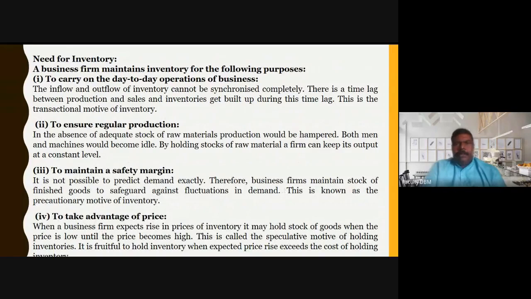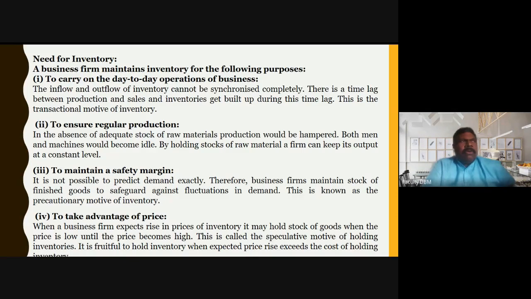Why do we need inventory? The need for storing items in a business is for maintaining inventory for the following purposes: to carry on day-to-day operations of the business. The inflow and outflow of inventory cannot be synchronized completely. There is a time lag between production and sales. Inventories get built up during this time lag. This is the transaction motive of inventory. So if we want operations to run, we need to stock the items so that there is a continuous inflow and outflow of items, and the day-to-day operations of the business keep going.